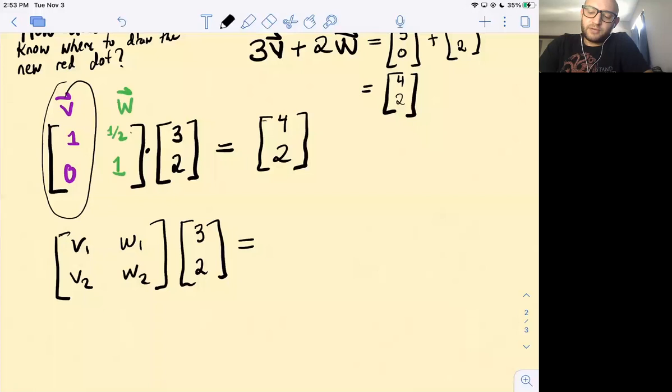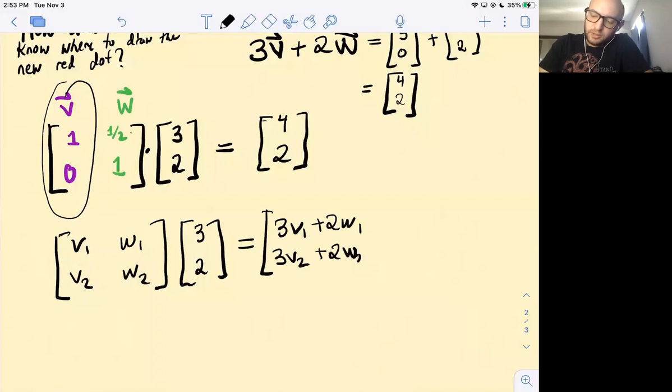So if you just follow what this does, first, the first truck is V1, W1 into 3, 2. So I'm going to do 3V1 plus 2W1. That's the first number. The second number would be 3V2 plus 2W2. So that's what matrix multiplication does in this example.